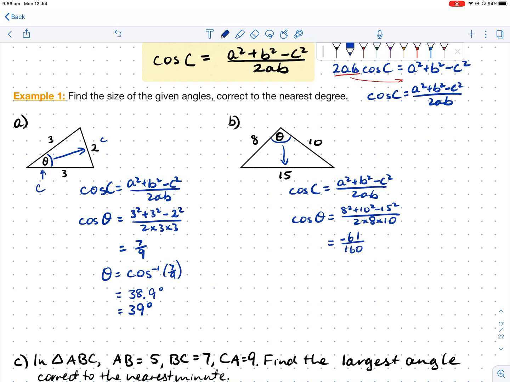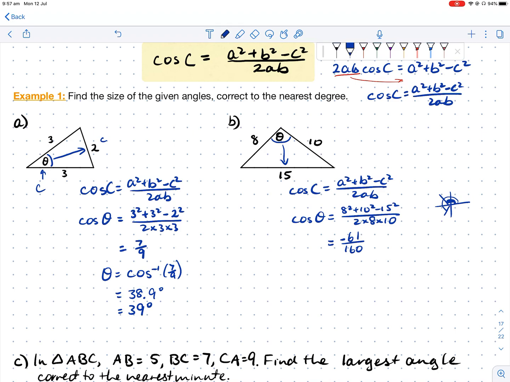So remember what we did earlier with our quadrants. If cosine is negative, it means that we're in either the second or the third quadrants, which means we either have an obtuse angle or a reflex angle. But when we're looking at a triangle, we can only have acute and obtuse angles. So that means that we're looking at an obtuse angle.